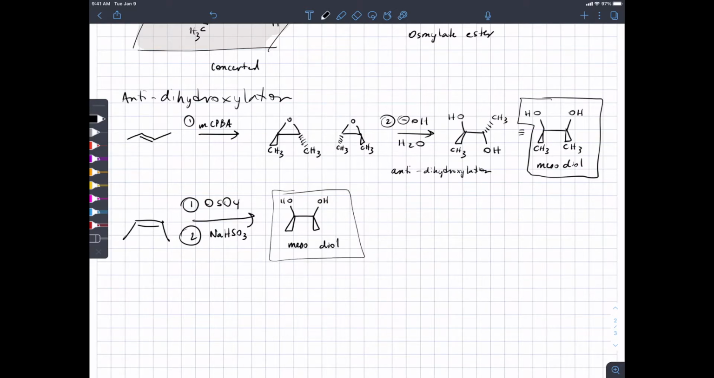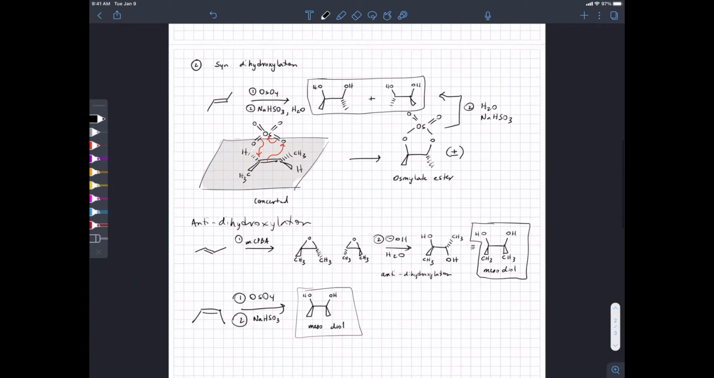Okay, so these are all examples of stereospecific reactions where the stereochemistry of the alkene determines the stereochemistry of the products. And notice that we have two different ways of making exactly the same thing. You can make the meso diol from the trans alkene. You can make the meso diol from the cis alkene, depending on which strategy you choose. All right, questions there?